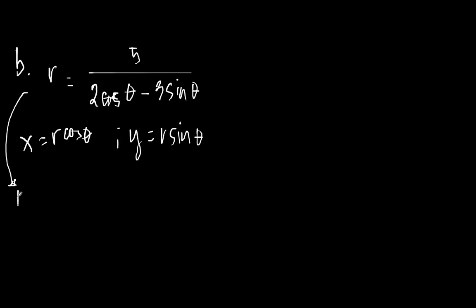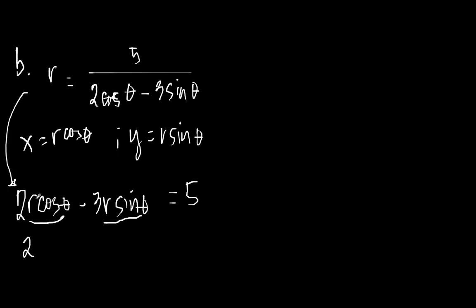So we have, let me just multiply it right away, 2r cosine theta minus 3r sine theta is equal to 5, right? And here we go. So we have r cosine theta and r sine theta. And we know that r cosine theta is equal to x and r sine theta is equal to y, so 2x minus 3y is equal to 5. So this is now the equivalent Cartesian equation of the given polar equation, okay? So I hope you got it correctly as well. And let's work on letter C.